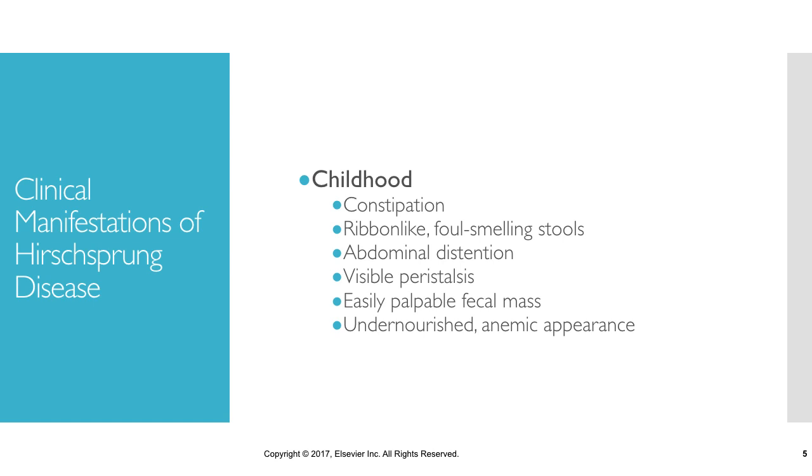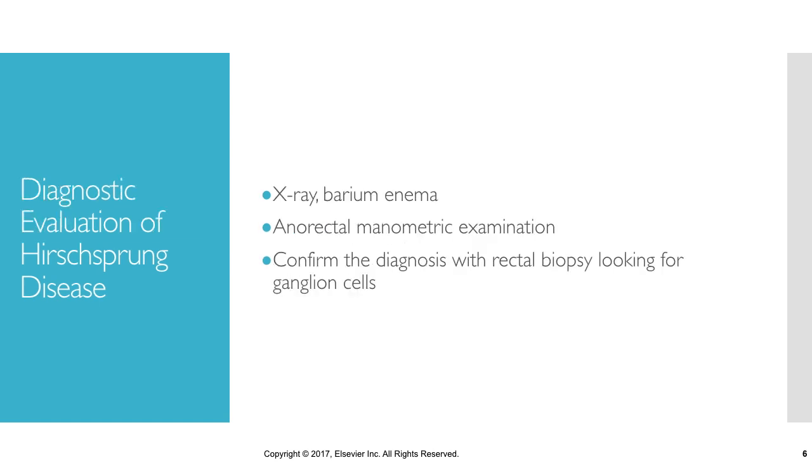So how do we diagnose it? We may do an x-ray or a barium enema. Often we don't necessarily do a barium enema, but we do use a contrast material. Again, this kid is already backed up. We don't need to be sticking stuff down there that's going to turn into a rock. They may do an anorectal manometric examination where they actually measure pressures of the muscles of the sphincter.